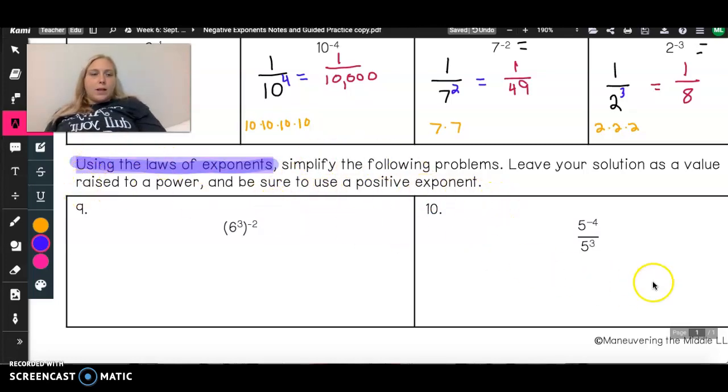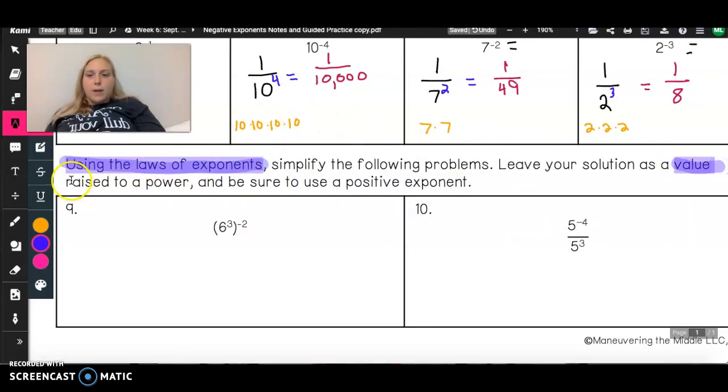When it says we're going to leave our solution as a value raised to a power, that means we need to leave it in exponential form, and to be sure to use a positive exponent, that means at the very end when we are done using our other exponential rules, then we are going to use our negative exponent rule.